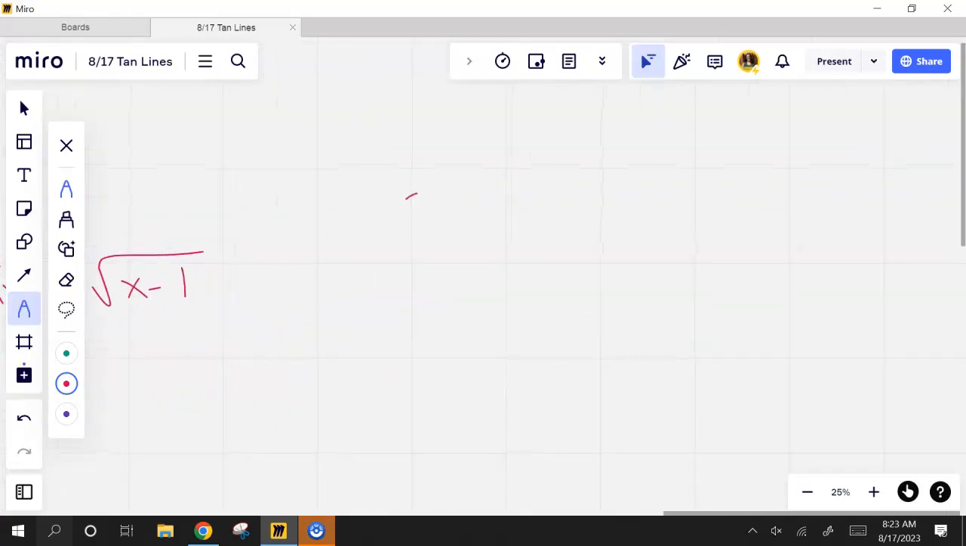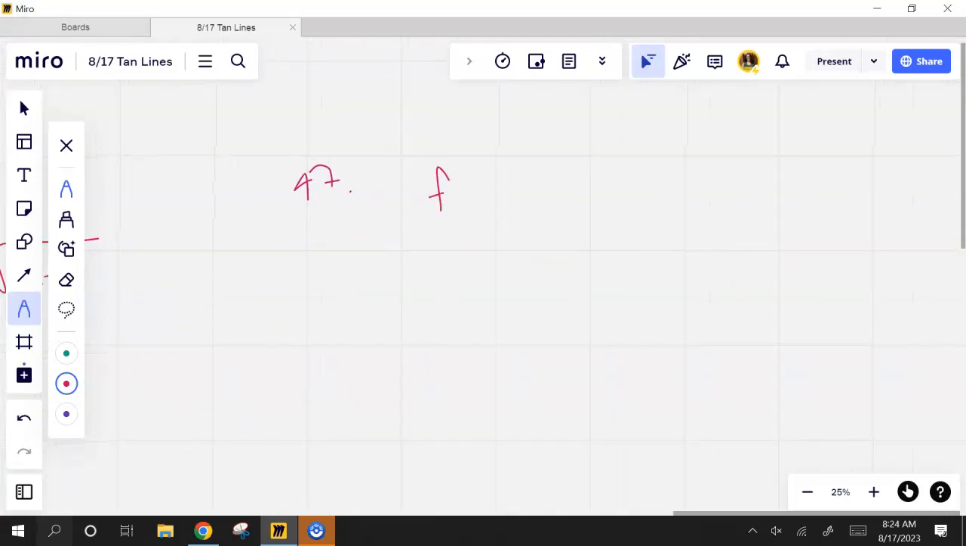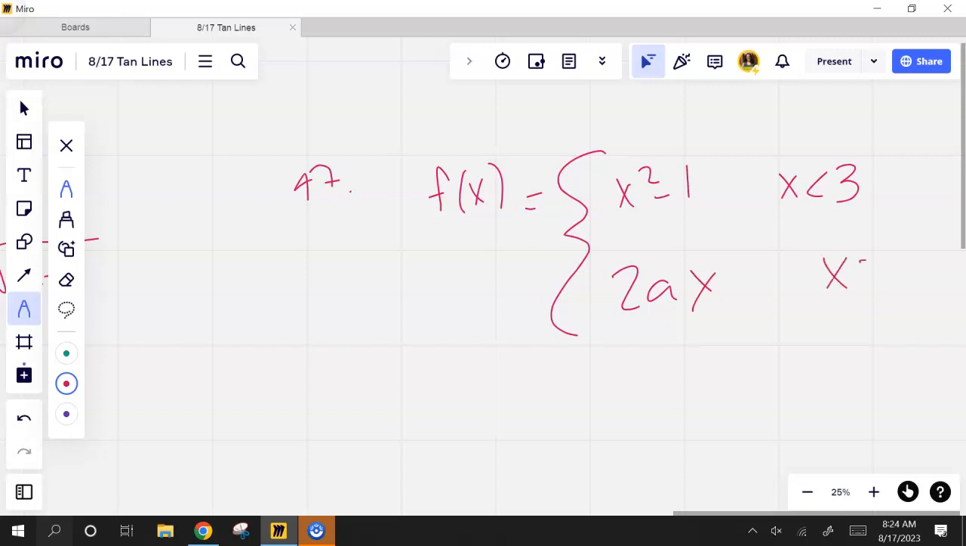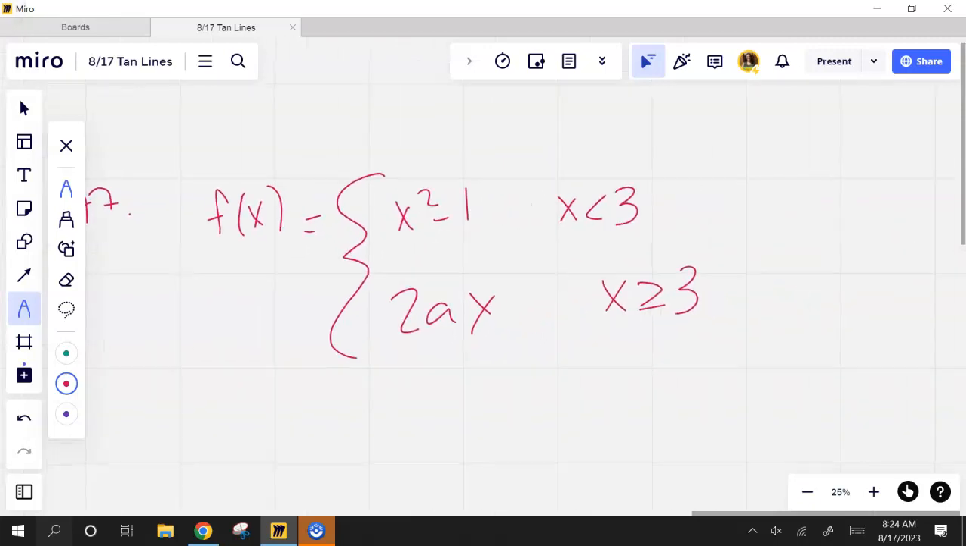Let's see. So let's look at 47 first. Find the value of a so that the function is continuous, and I have this nice little piecewise. Y'all thought you were done with piecewise when y'all complained about it all the last time, though, in pre-cal. Calculus loves the piecewise. So what do we know continuity means? What's the definition of continuity in terms of calculus? That's right. The left and right limit have to equal the function value at that particular point.